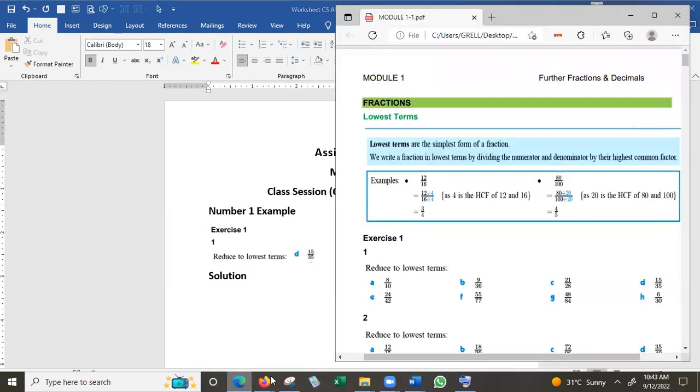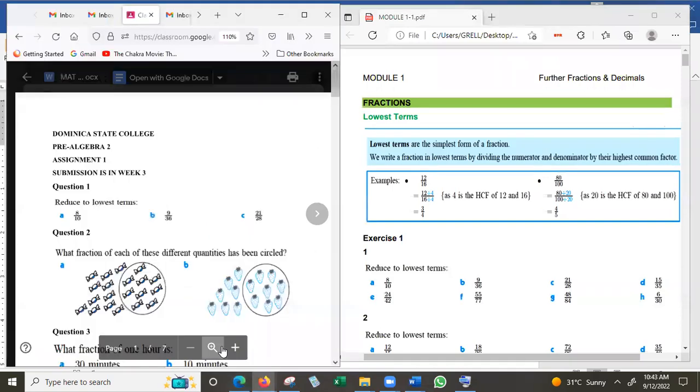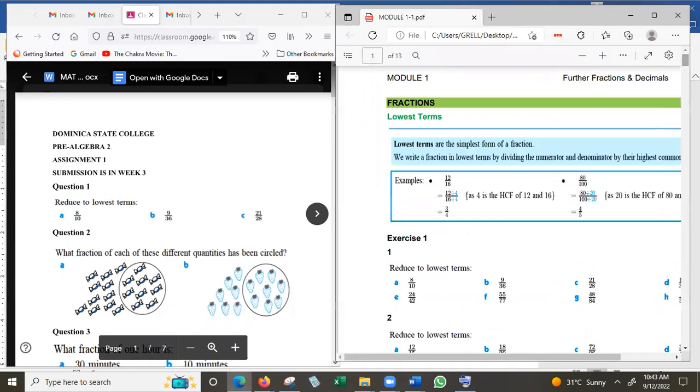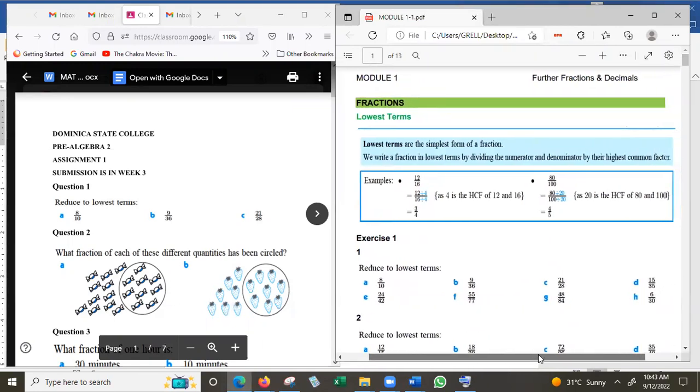So as the instruction says, as the module says, to reduce to the lowest terms, the lowest terms are the simplest form of a fraction. We write a fraction in lowest terms by dividing the numerator and the denominator by the highest common factor. So you need to divide both the numerator and the denominator by the highest common factor. So in this example, you have 12 and 16. The highest common factor of 12 and 16 is 4. So 12 divided by 4, 16 divided by 4, you get 3/4.